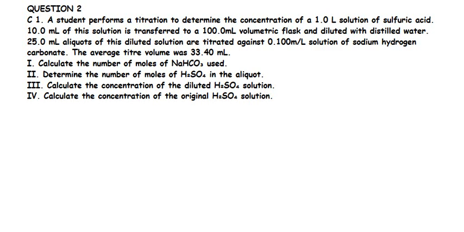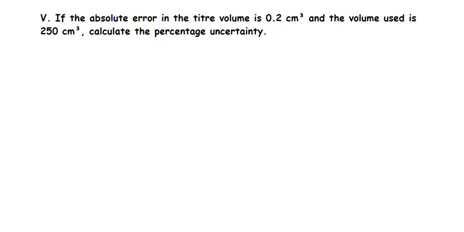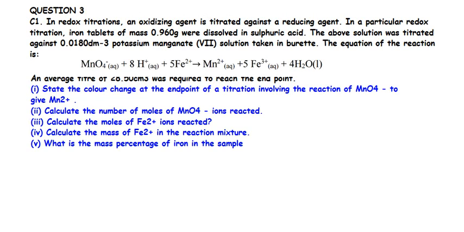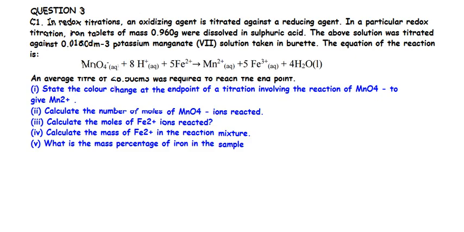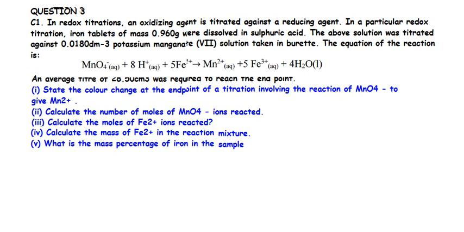Question 2, another question from a past paper. This question is also on titration, not very different from the previous one. Then question 3 is also on titration, except this one is a little bit different. You'll be able to see. So redox titration, and then we've got potassium permanganate, and then reacting with the iron tablets. Okay, so there are questions that we need to answer there.